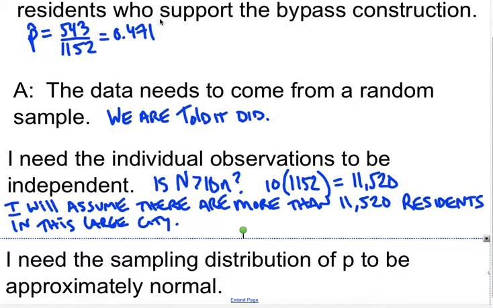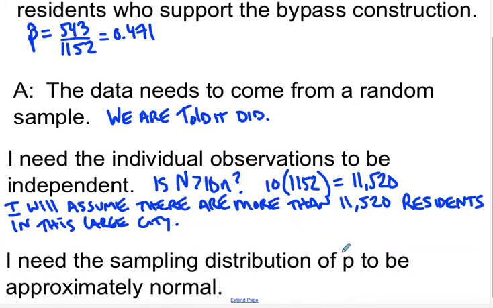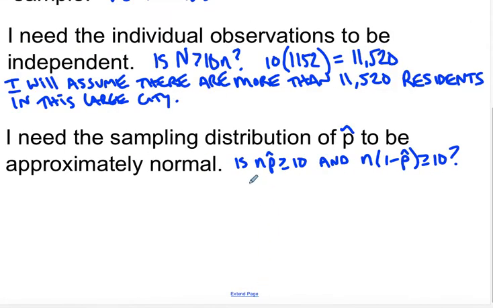Okay, and then the way we check that, here's the p hat. The way we check that is n times our p hat greater than or equal to 10, and is n times 1 minus p hat greater than or equal to 10. So let's check that out. So n was 1,152. P hat again was 0.471. Multiply those together and you get 543, and that is greater than 10, so that checks out.